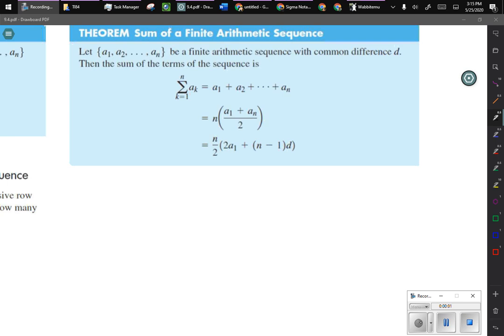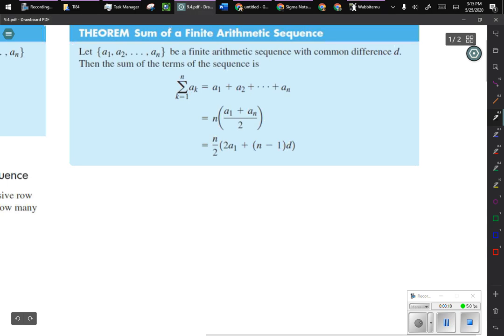All right, guys, welcome to the sum of a finite arithmetic sequence. If we don't have a calculator and we have to do this by hand, no big deal, unless we have 1,000 terms, in which case luckily we have a formula. The formula is easy enough to understand its derivation, so let's take a shot at it.